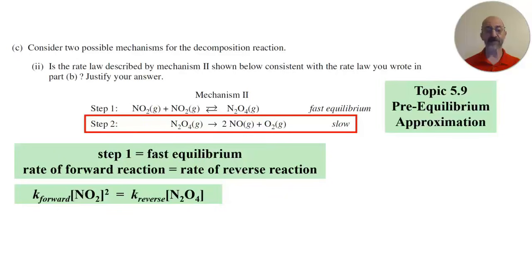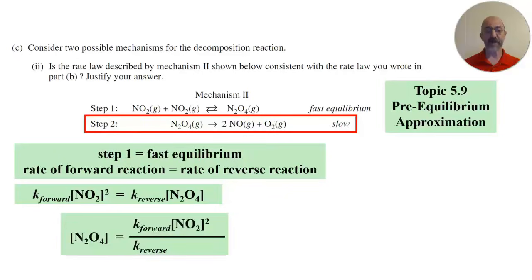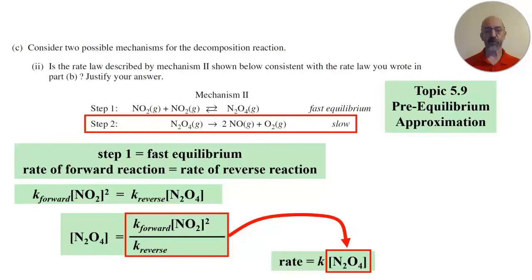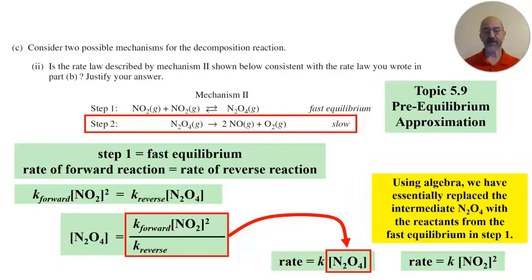Here comes the algebra where I rearrange that equation. And then I take this expression for N2O4 and I plug it in to the rate law for step 2. And I'm doing this because we need to remove the intermediate from the rate law. And when I do that, I combine all of those K values together into one combined rate constant K. But now you can see that I have replaced the N2O4 with NO2 squared. So using algebra, we have essentially replaced the intermediate N2O4 with the reactants from the fast equilibrium in step 1.